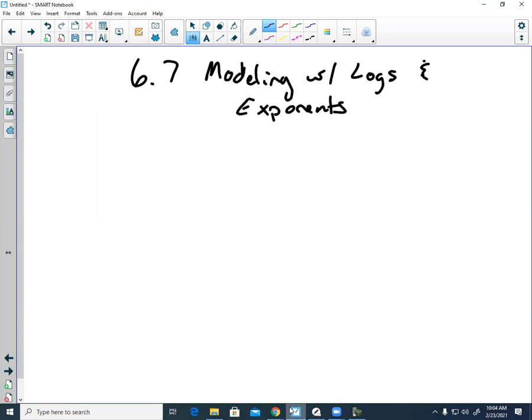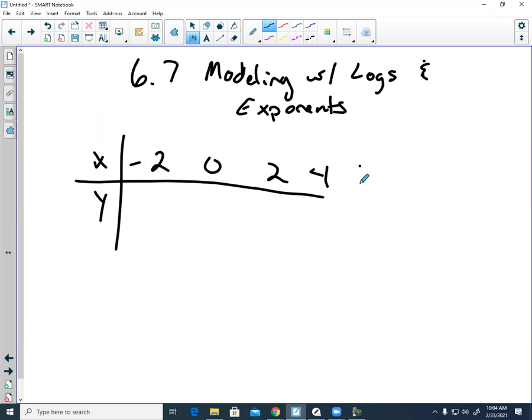So that being said, we had talked about stuff that looked kind of like this, where we had an X chart and a Y chart, and we were given a whole bunch of ordered pairs. The X's went negative 2, 0, 2, 4, 6, and the Y's would look something like this. My ordered pairs were negative 2, comma 2; 0, comma 0; 2, comma 2; 4, comma 8; 6, comma 18.